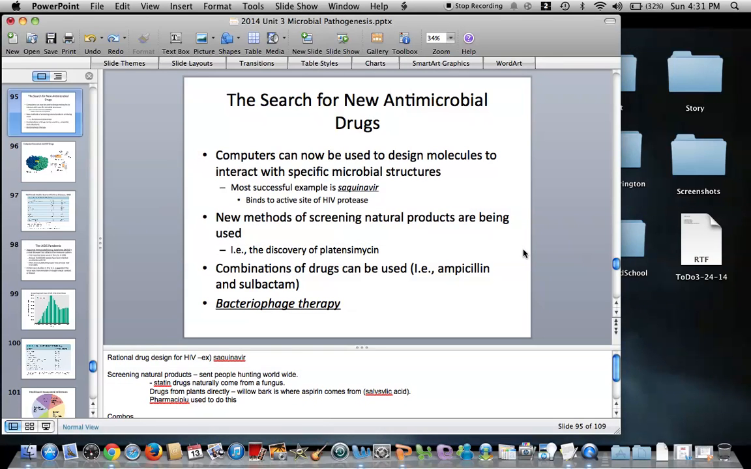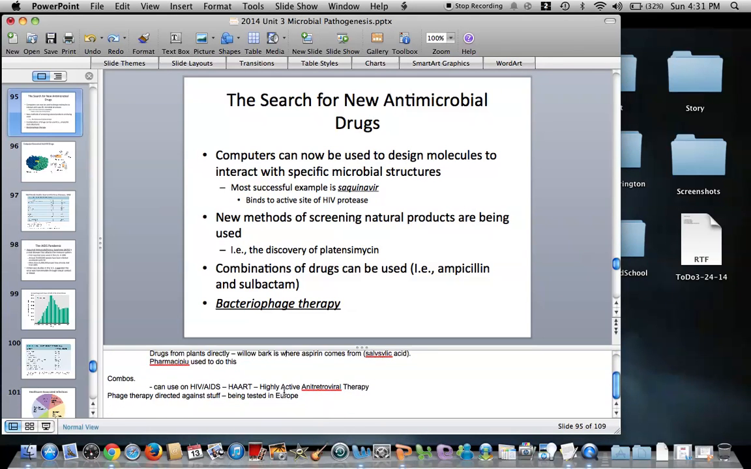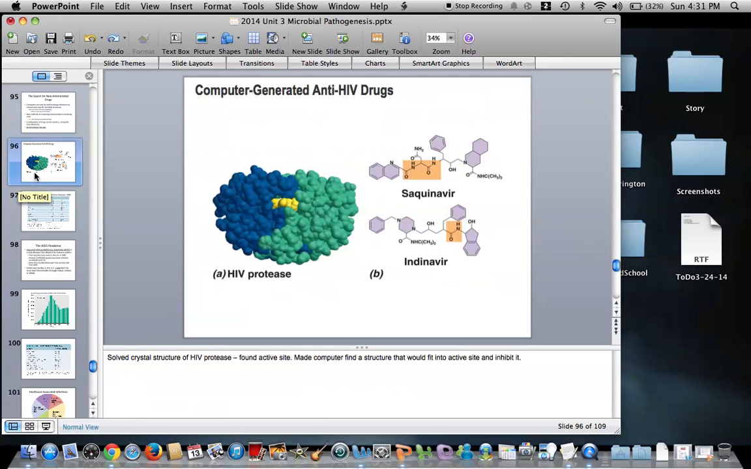And then there's natural products. Usually you'll find one, platensimycin, being used for the various antibiotic resistant things now. Platensimycin targets lipid biosynthesis. A combination of drugs is used, so HAART for HIV. And bacteriophage therapy is starting to be a thing in Europe, where they're seeing if they can infect the bad things inside of you.